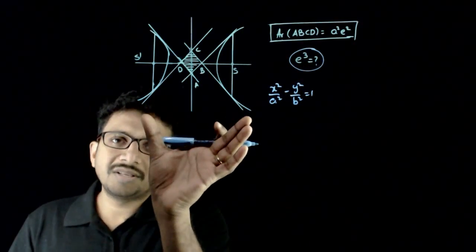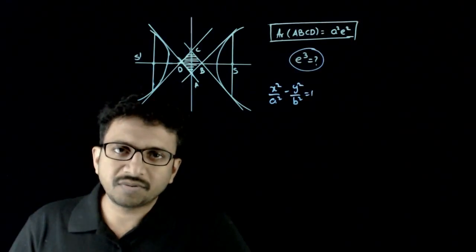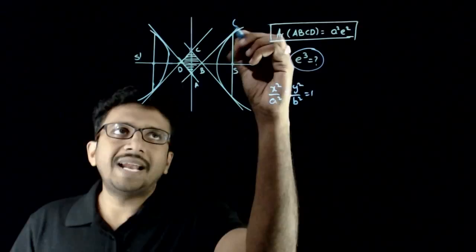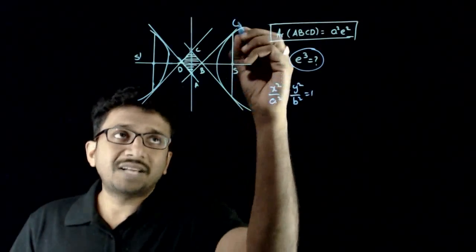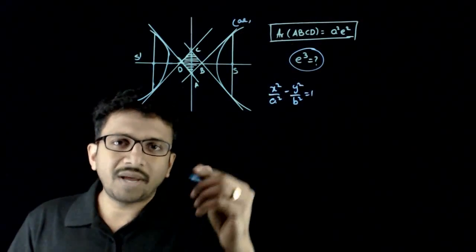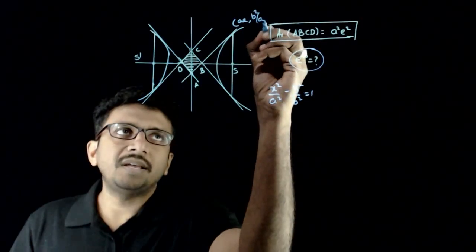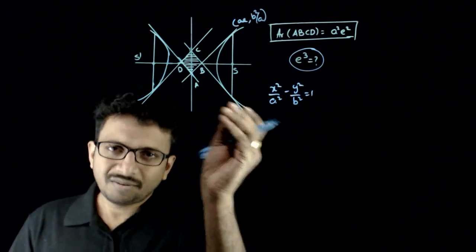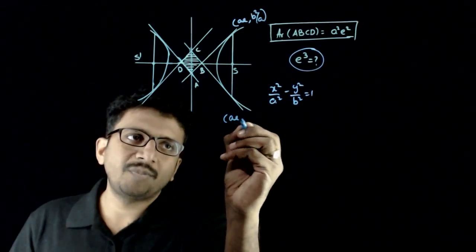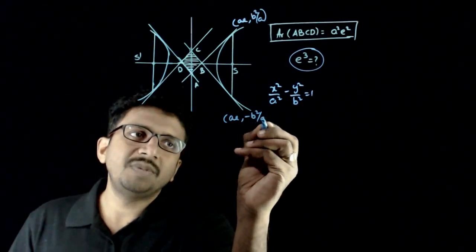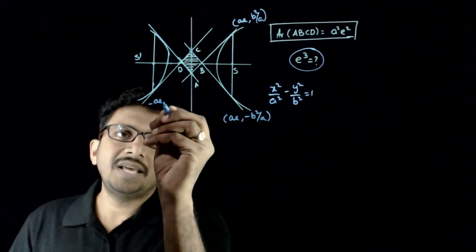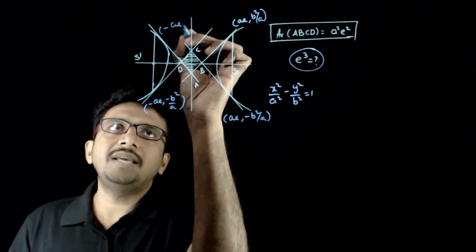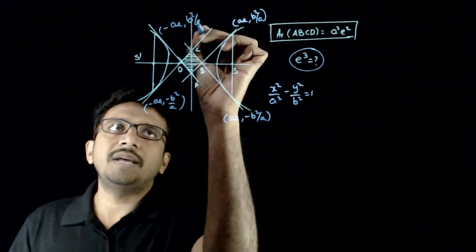Now let us draw this hyperbola x square by a square minus y square by b square is equal to 1. And we know that the endpoints of the latus rectum are, the x coordinate will be ae, the y coordinate will be b square by a. That will be one endpoint of the latus rectum. The other endpoints can be found in a similar way: ae comma minus b square by a, minus ae comma minus b square by a, and minus ae comma b square by a.